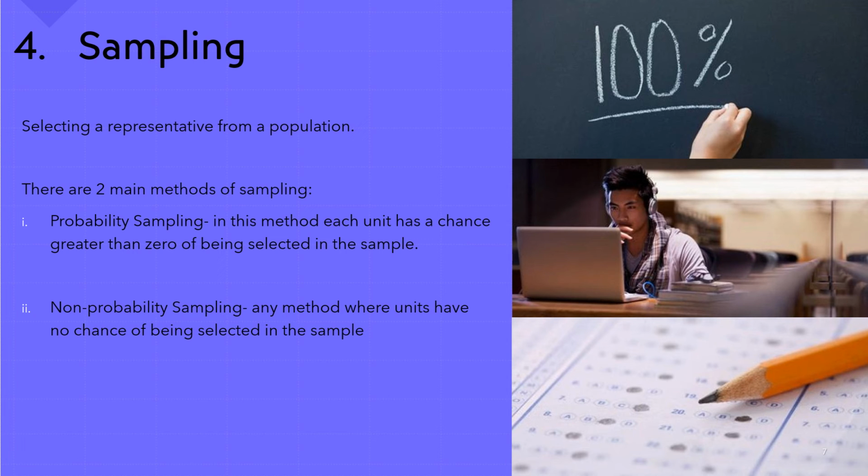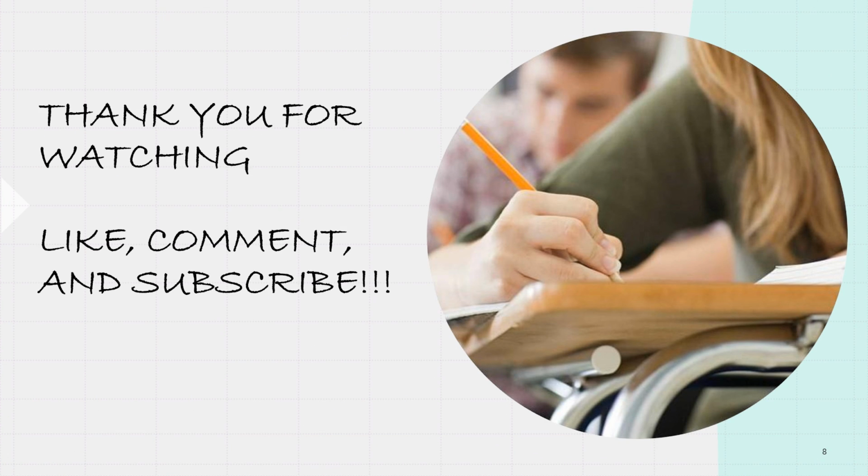Then we go into describing sampling. Sampling is selecting a representative from a population, and there are 2 main methods of sampling. One is probability sampling, whereby each unit has a chance greater than 0 of being selected in the sample. And then we have a second method of sampling known as non-probability sampling. In this method, units have no chance of being selected in the sample, or rather, the probability of a unit being selected in the sample cannot be determined.